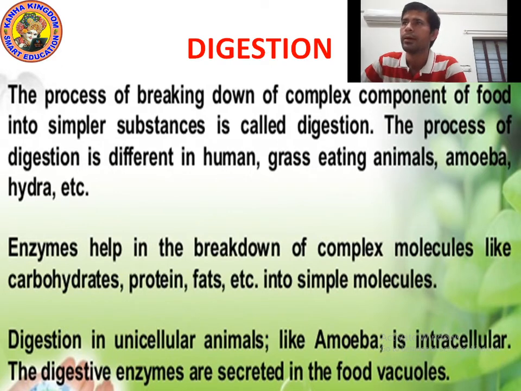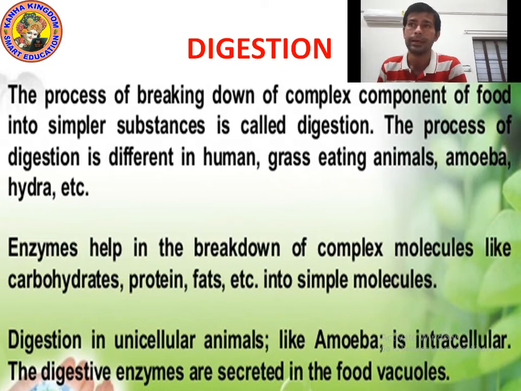And the process of digestion is different in humans, grass eating animals, amoeba, hydra. Remember kids, the process of digestion is different in different animals. Like humans eat in a different way, amoeba eats in a different way, hydra eats in a different way. So different animals have different processes.